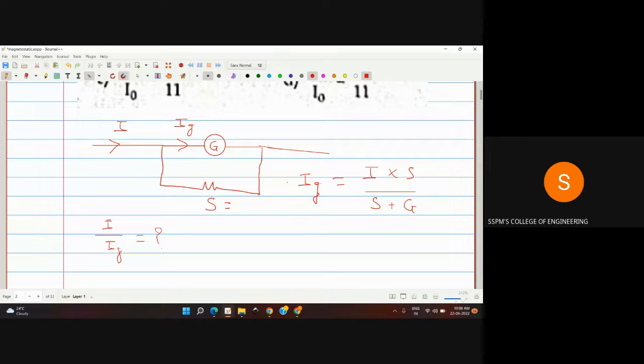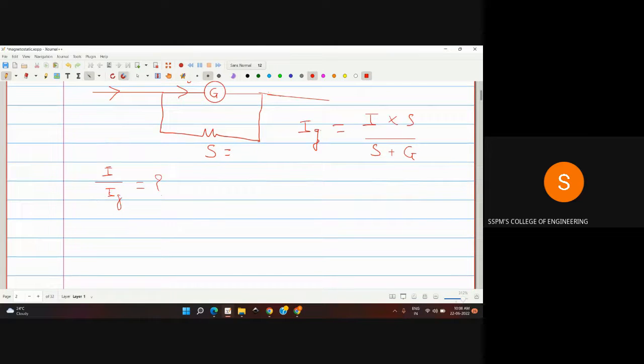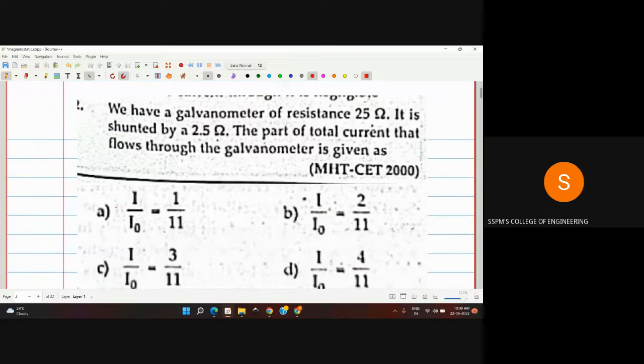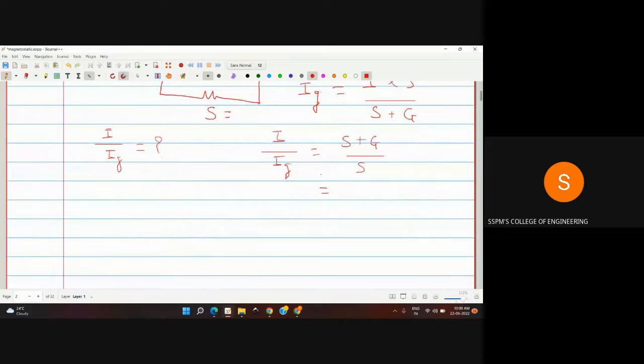isn't it? आपल्याला रिलेशन काय पाहिजे? I upon Ig पाहिजे. So what is I upon Ig? The current ratio I divided by Ig is equal to S plus G divided by S. आता शंट रेजिस्टन्स किती आहे बघा? The shunt resistance is 2.5 and the galvanometer resistance G is 25. So put the value here. S is 2.5, G is 25 and S is 2.5.